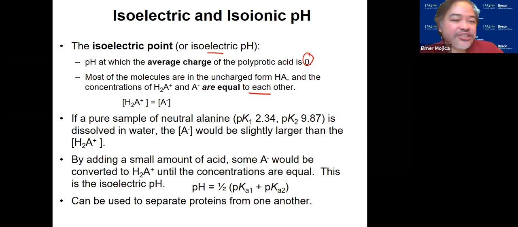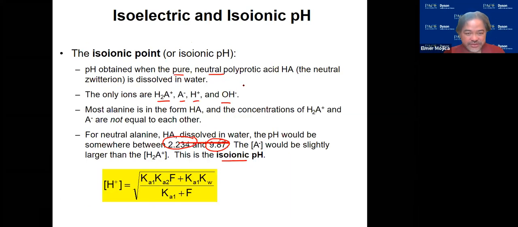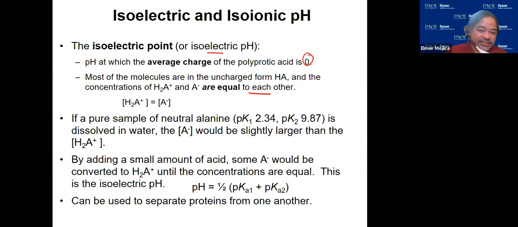So they have this isoelectric focusing as a method that they use to separate this material that they have. So isoionic point, the difference between the two, that's the pH when pure neutral polyprotic acid, or the zwitterion, is dissolved in water. Isoelectric, that's the pH at which the average charge of the polyprotic acid is 0.